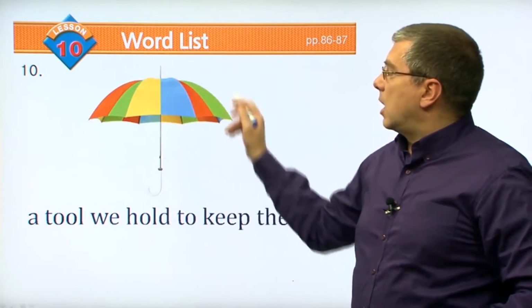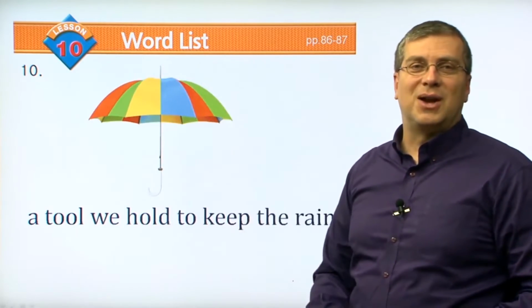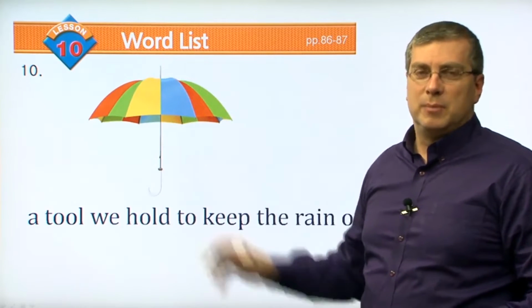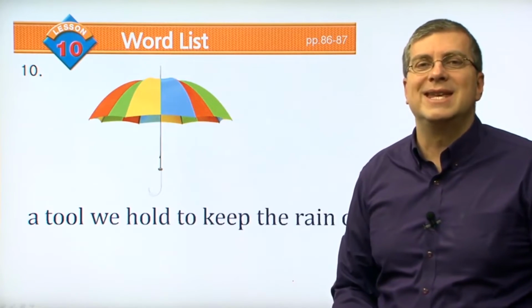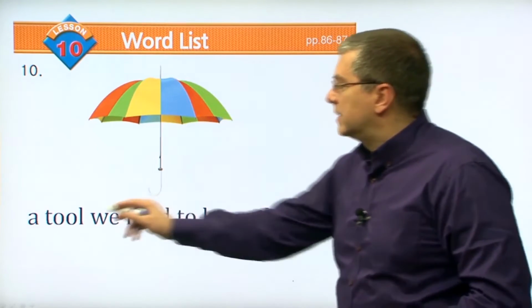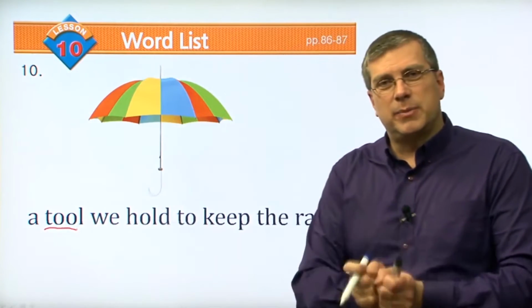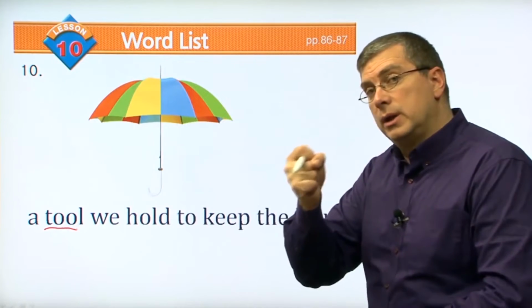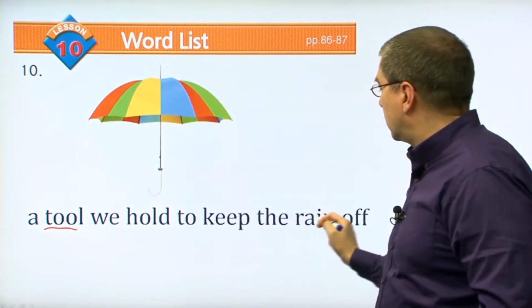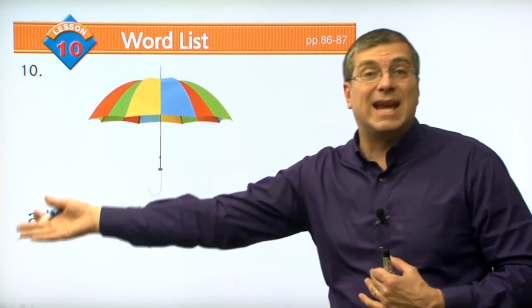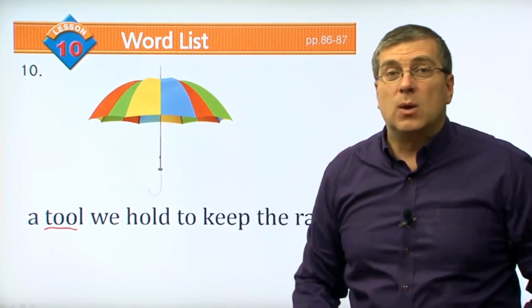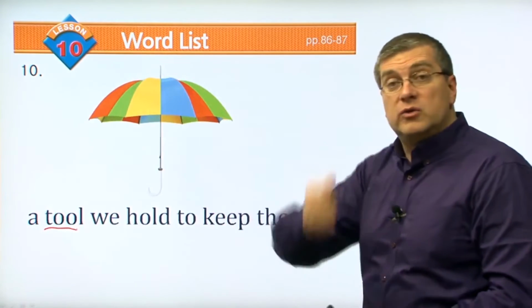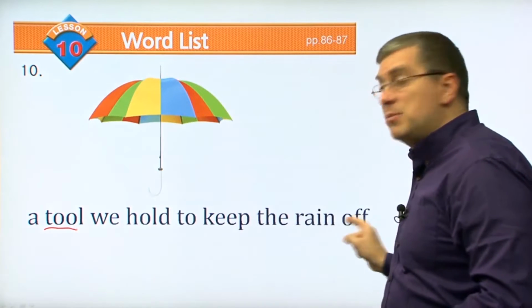Here we have an object. It's a very colorful object. They're not all like this. Maybe, I'm sure you have one of these at home. It's a tool. A tool is something we use, right? A tool we hold in our hand to keep the rain off. It's raining outside. You don't want to get wet. So you use one of these to keep the rain off.